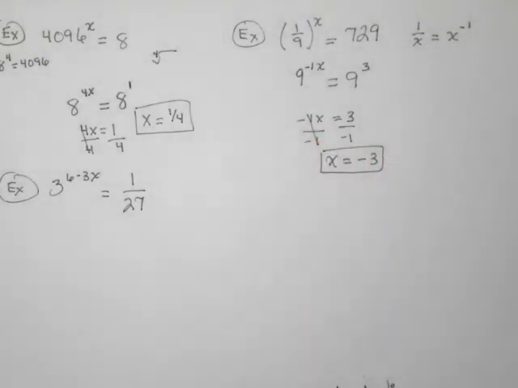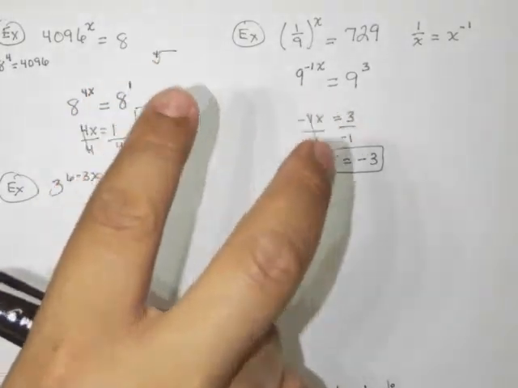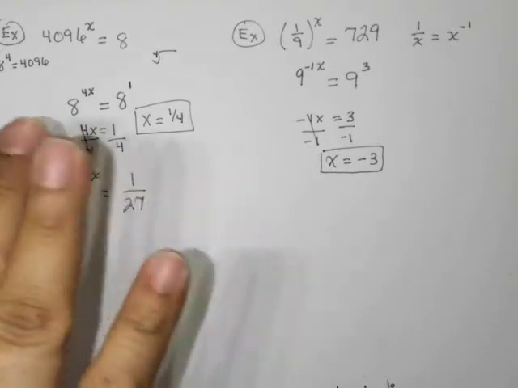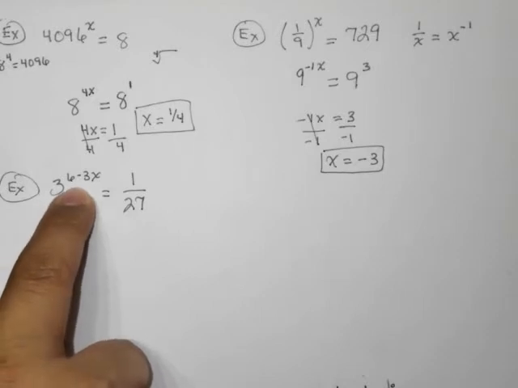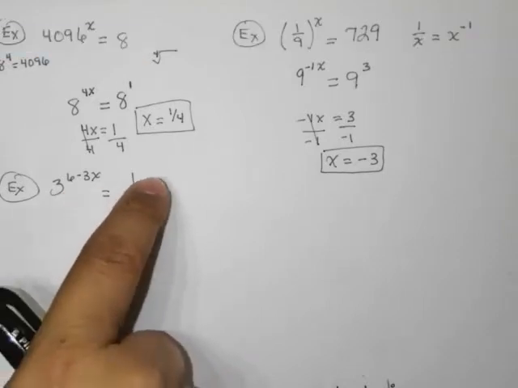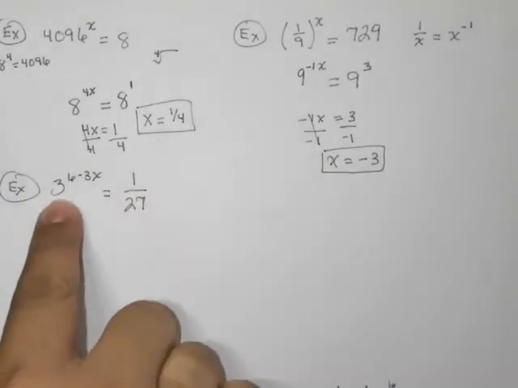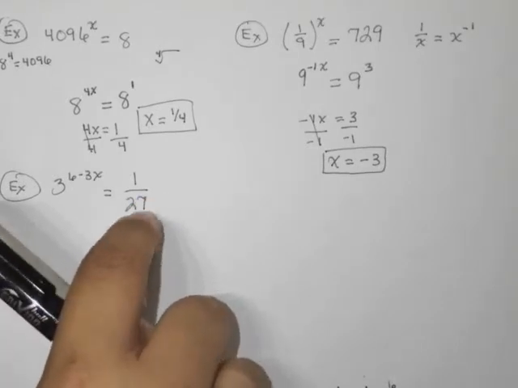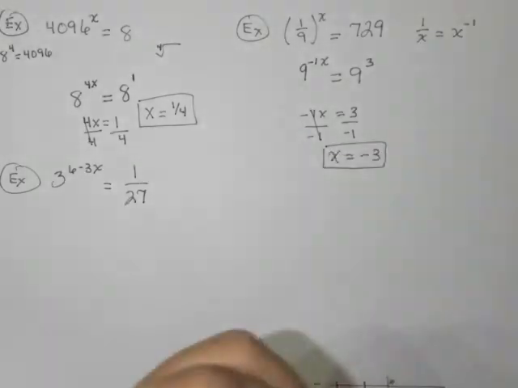Now what we're going to do is put our skills together from this one right here and this one right here to solve this very last problem. This one is probably the most challenging, but it's actually quite easy. So we have a base of 3 to the power 6 minus 3x, and we have 1/27. Well, I think the key here is 3. It's pretty obvious because we know 27 is divisible by 3. I can almost bet that there's a power of 3 that'll give us 1/27.